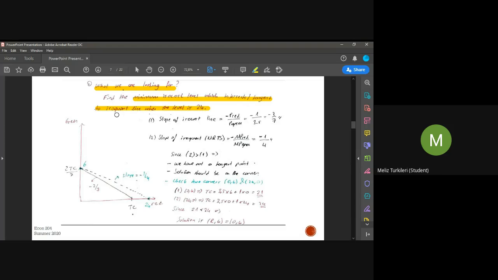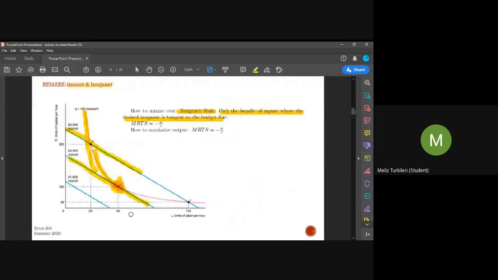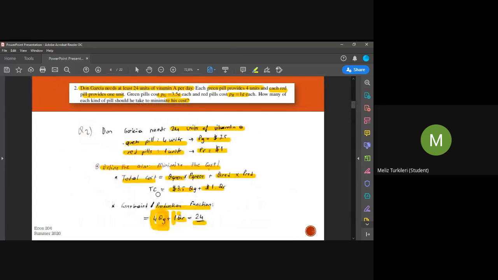We can argue that our isoquant line should be equal to 24 because we know this information from the question. So we need some way to find the slope of the isocost line. Okay, I just draw this line. This is our isocost line. So I know the total cost equation from this part. Okay, this is our total cost equation.